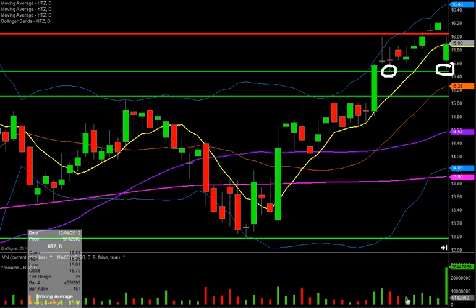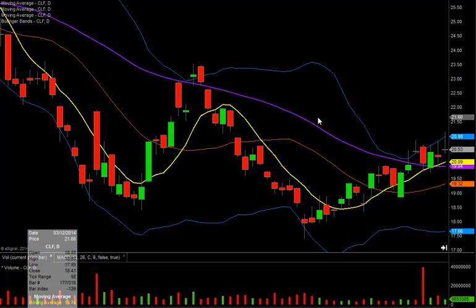Let's move on to our final example. Before we even get into it, I gotta point out this example here. So check this out. Look at this nice little hammer candle.